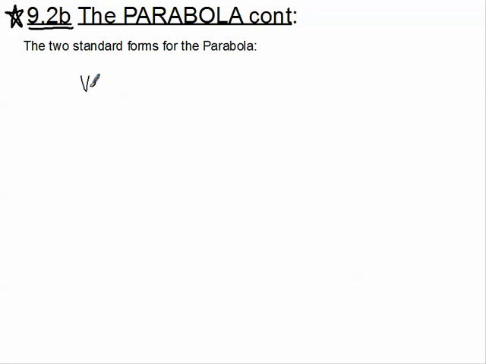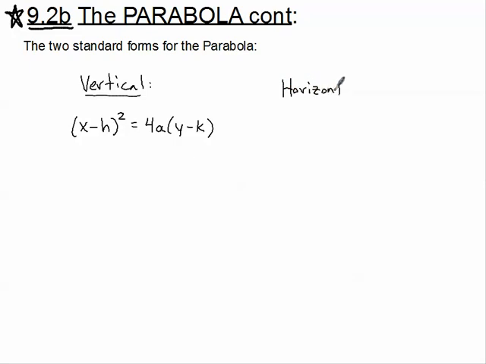The first one is for a vertical parabola, and that would be x minus h quantity squared is equal to 4 times a times the quantity y minus k. There's also a horizontal standard form, and that is y minus k quantity squared is equal to 4 times a times x minus h quantity. So if you're looking at both of these standard forms, we're going to be writing them into this.